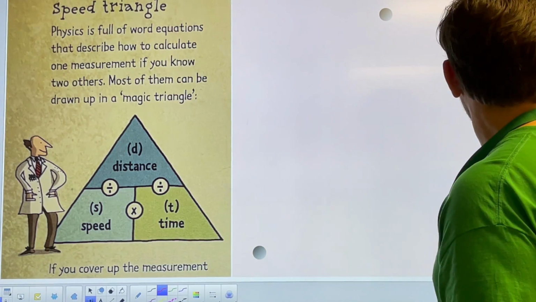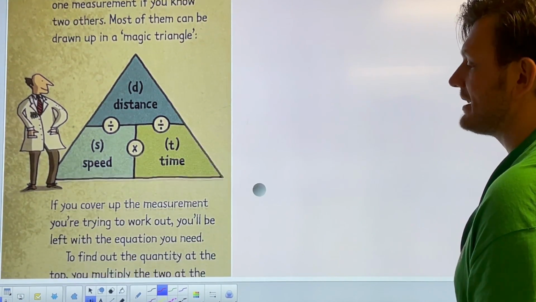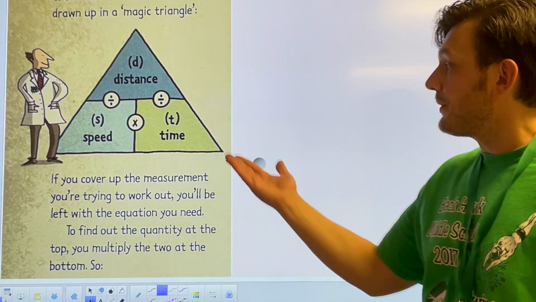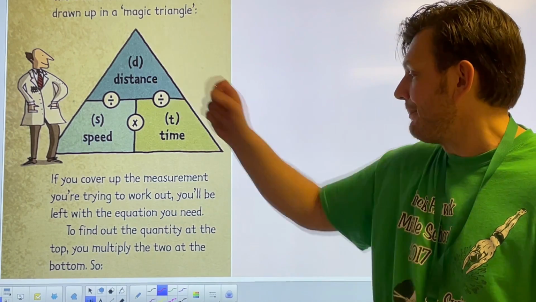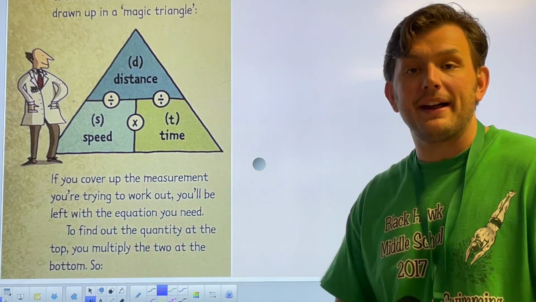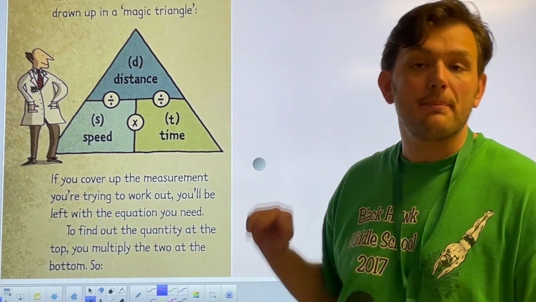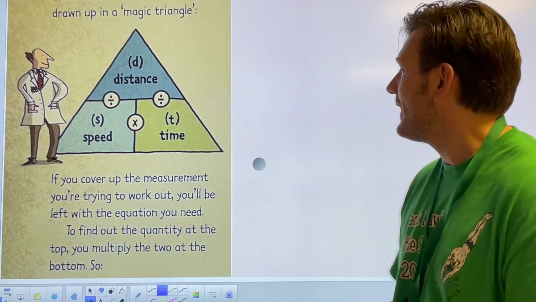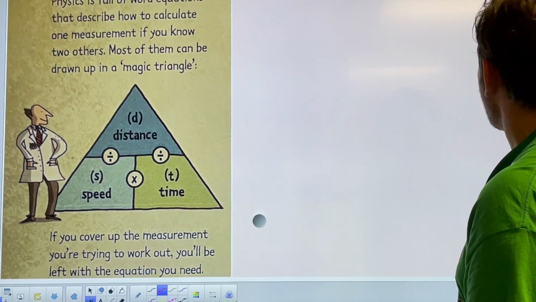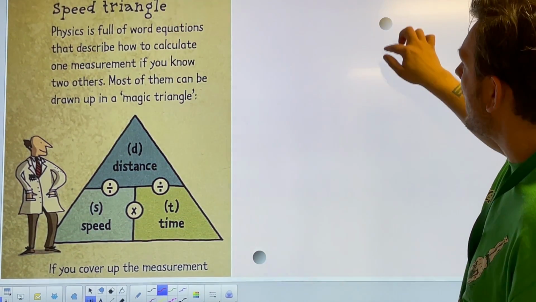Now, if you cover up one of the measurements you're trying to work out, you'll be left with the equation you need. To find out the quantity at the top, you just multiply the two at the bottom. And if you want to know one of these at the bottom, you do the top divided by the one at the bottom to find the missing one that you don't quite know. So we're going to try a couple examples real quick with some questions.